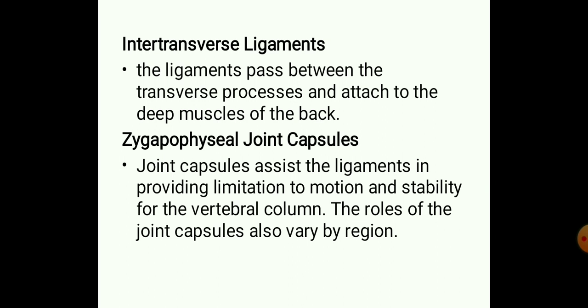Next one is the zygapophyseal joint capsule. Joint capsules assist the ligaments in providing limitation to motions and stability for the vertebral column. The role of the joint capsule also varies by region. As a normal joint capsule, the zygapophyseal joint capsule's function is also to limit motion and give stability to the vertebral column. As I said earlier, all these structures have regional variations. According to the region, it can either increase the mobility or limit the mobility. So all these structures play a role according to their region.